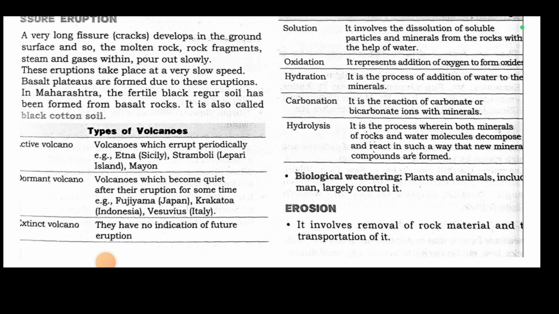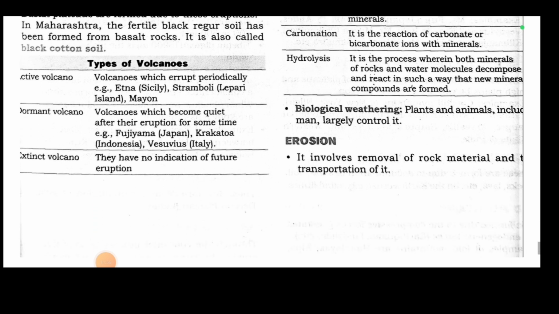Hydration. It is a process of addition of water to the minerals. Carbonation. It is the reaction of carbonate or bicarbonate ions with minerals. Hydrolysis. It is the process wherein both minerals of rocks and water molecules decompose and react in such a way that new mineral compounds are formed. Biological weathering. Plants and animals, including man, largely control it. Erosion. It involves removal of rock materials and the transportation of it.